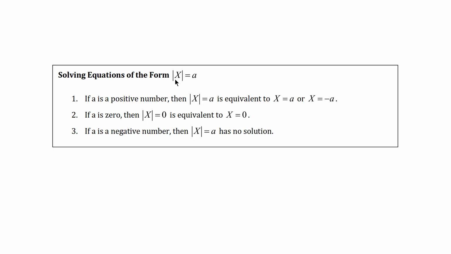Alright, so when solving an absolute value equation, there are three different rules that we need to follow. The first rule states if a is a positive number, then the absolute value of capital X equals a is equivalent to capital X equals a or capital X equals negative a. The second rule states, if a is 0, then the absolute value of capital X equals 0 is equivalent to capital X equals 0. The third rule states, if a is a negative number, then the absolute value of capital X equals a has no solution.